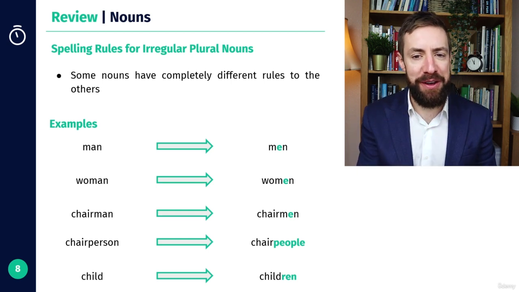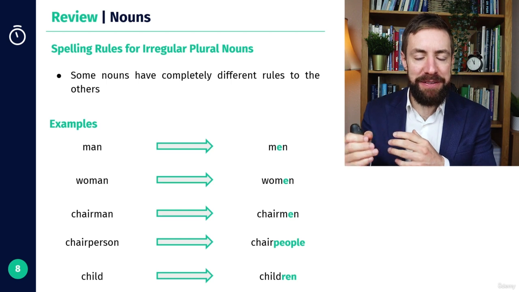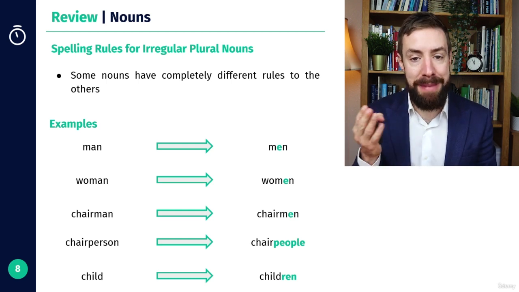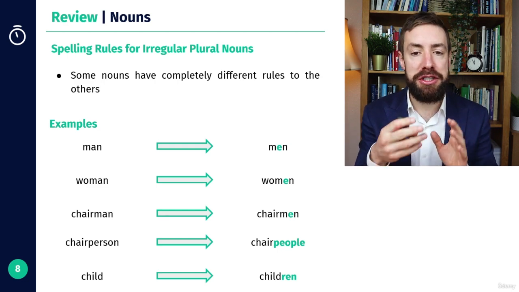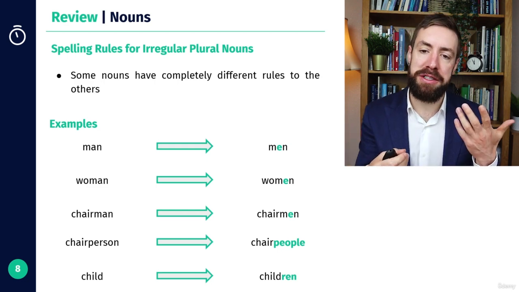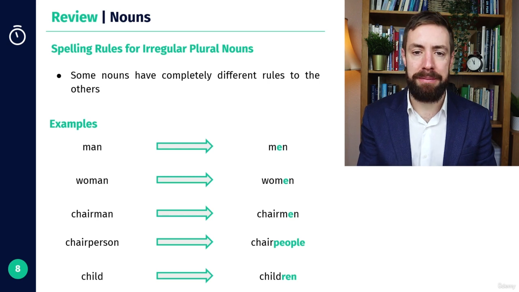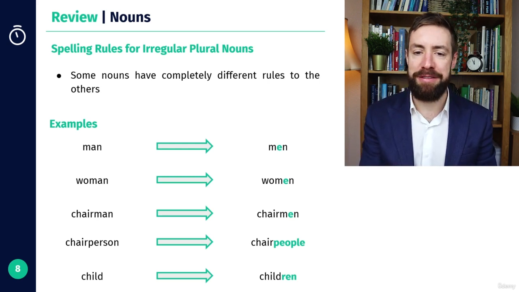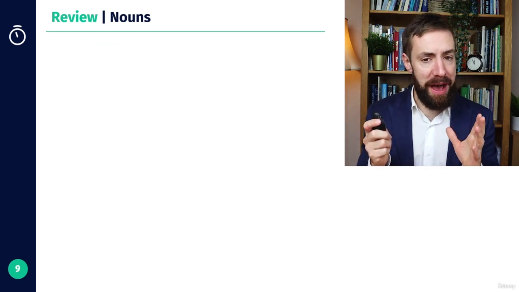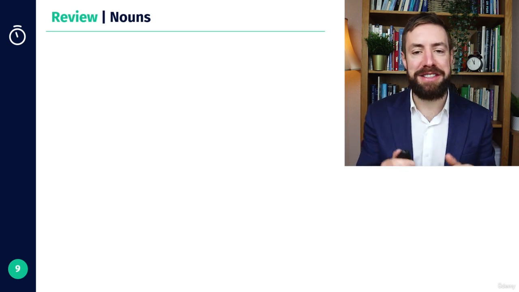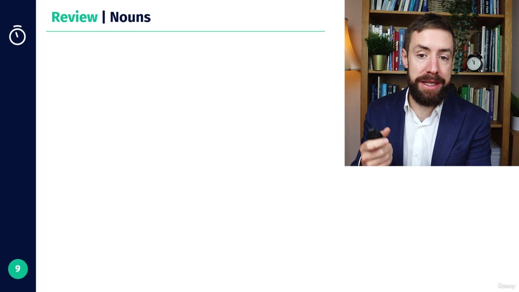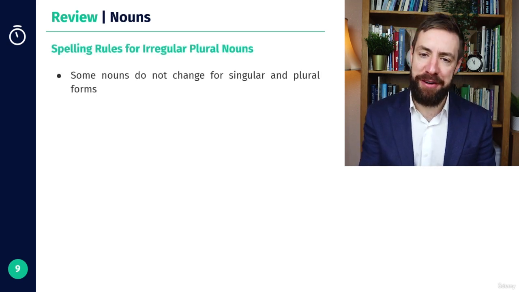All right, so those are changing their spelling. They're also changing their pronunciation. And chairman becomes chairmen, chairperson becomes chairpeople, and of course person becomes people as well. So those irregular ones, you really have to be a little bit careful about them. Pay close attention to them as well. And some nouns don't change at all, regardless of if it's one of them or 10 or 100 or 1,000,000. So let's take a look at those ones.